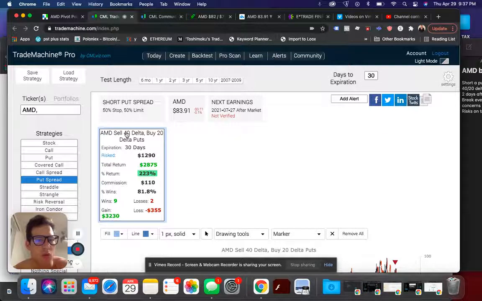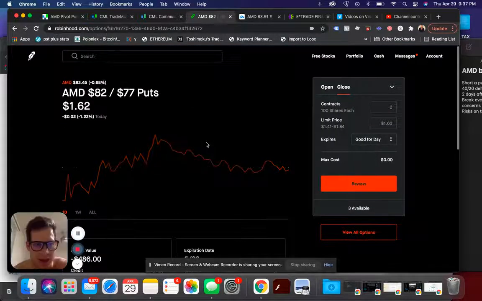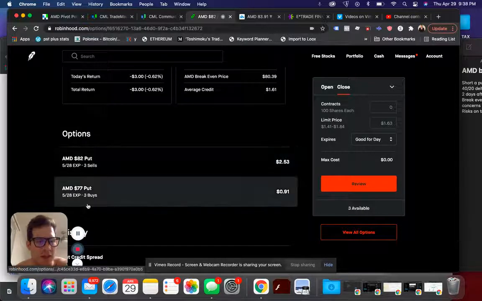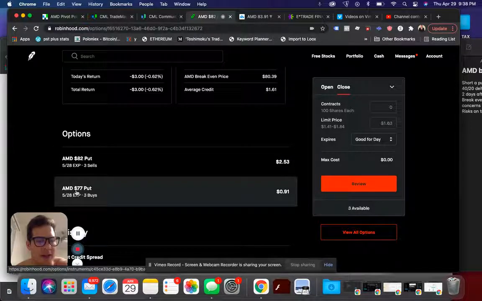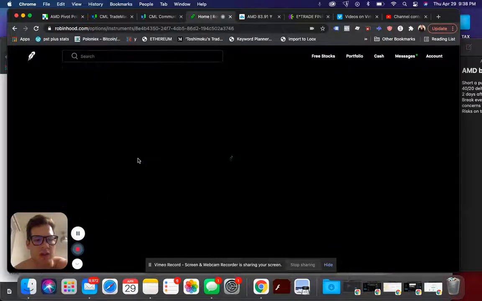Okay, so it's a 40 delta sell and a 20 delta buy puts. So we're selling and buying puts. I did this on Robinhood at the end of the day today. You can see what we purchased and what we sold. We sold the 82 put, and then we bought behind it the $77 put, 77 strike. So we're going to click on the $82 strike, the one we sold.